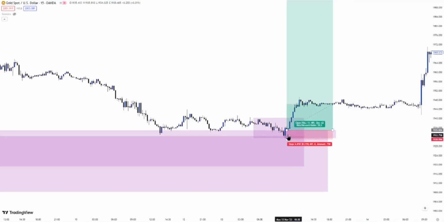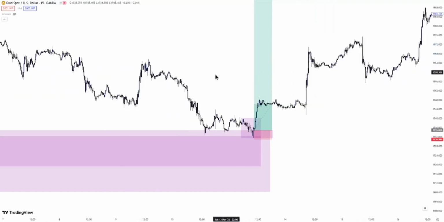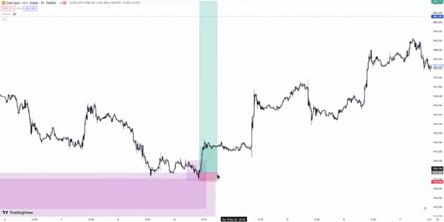So when price came back, it tapped into our point of interest and started moving higher, as you can see. Now remember, when price moves and breaks this structure high here, you can move your stop loss to break even, because anything can happen in the market. And as you can see, price didn't come back at all. It went higher.